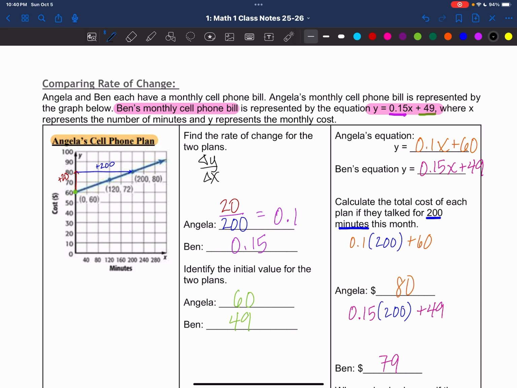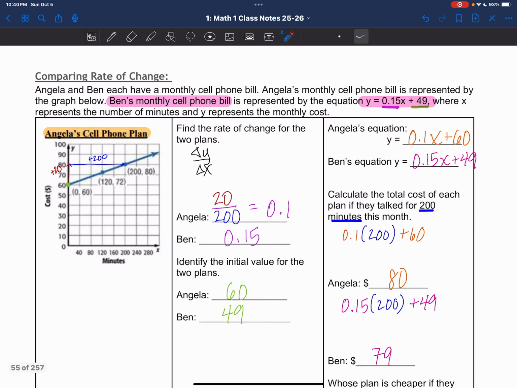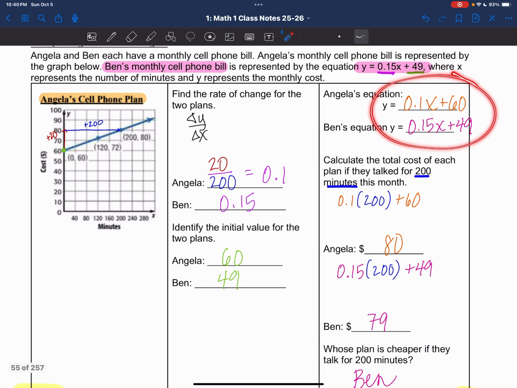Okay, so we know that hers, if you enter this in on the calculator, you would put 0.01. And then Ben, it's super easy, it's just 0.15. Now, for the initial value, that's your B. So for B, Angela is at 60. And then Ben, his B is 49. So now that we've got that, we can put both our equations together. So Angela is here, Ben is here.